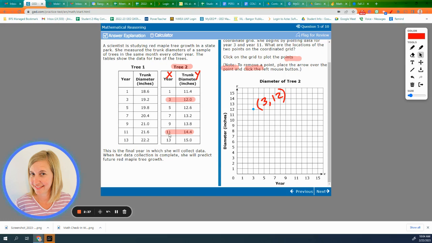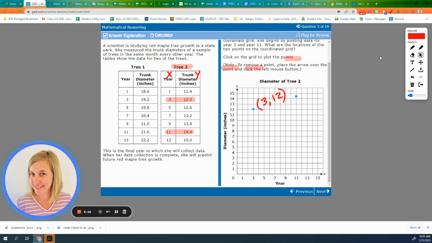So if we go to year 11, the diameter was 14.4. So let's go along the x-axis. Let's find year 11, and then we're going to go up to 14.4. Now 14.4 is almost 14 and a half. So we're going to find 14 and 15. We're going to put a point right in the middle, but 14.4 is just a hair less than 14.5. So I'm kind of shooting for the middle, but yeah, that feels a little high. Let me lower that just a little bit, like just a hair less than halfway through.